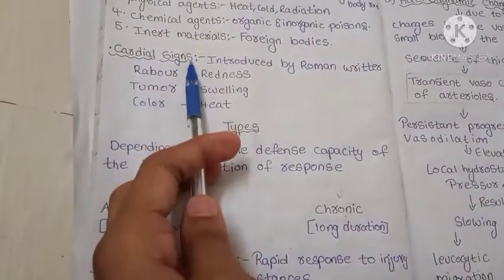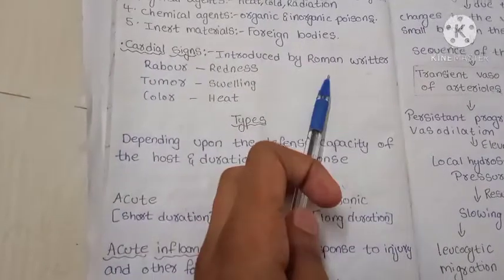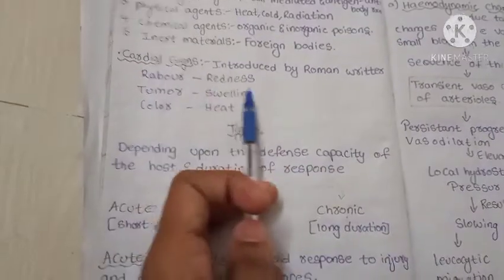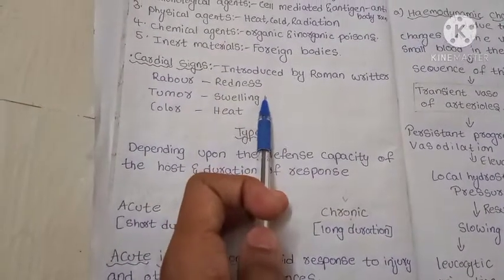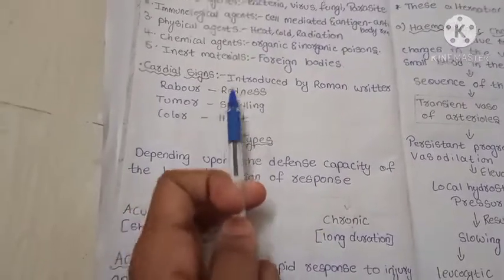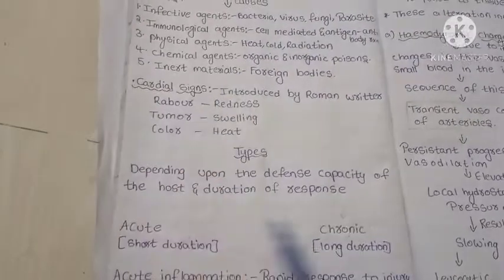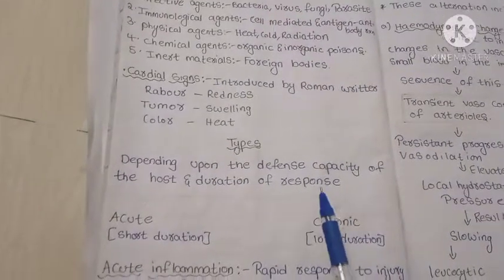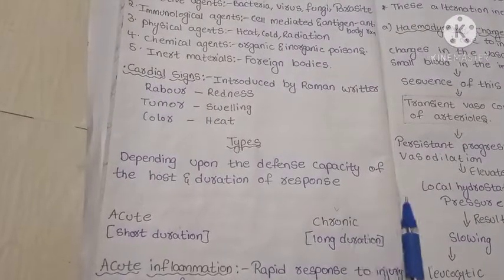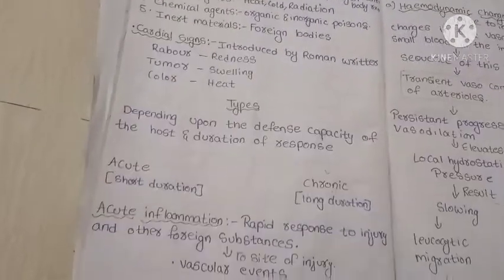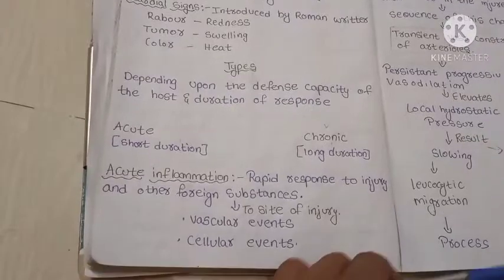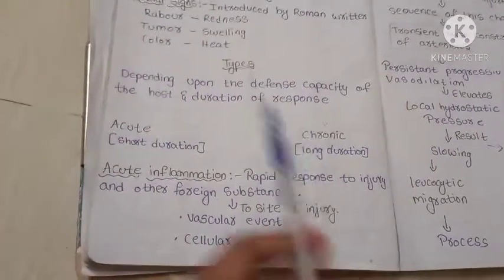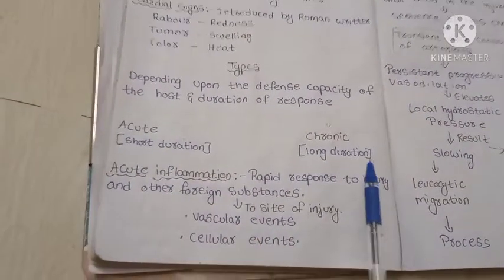Cardinal signs of inflammation were introduced by a Roman writer. They are redness, swelling and heat. These are the signs of inflammation. Depending upon the defense capacity of the host and duration of response, inflammation is divided into two types, that is acute and chronic.